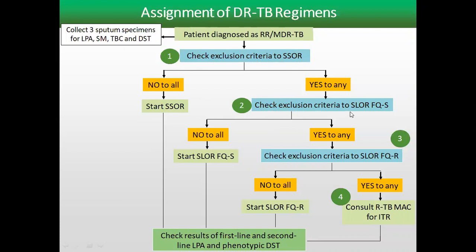So, now, proceed na kayo to check the exclusion criteria for SLOR FQS. If wala siyang exclusion criteria, then start SLOR FQS and then check results for LPA and DST. If meron po, then hindi siya pwede sa SLOR FQS, then proceed to check exclusion criteria to SLOR FQR. Ito yung resistant na sa fluoroquinolones. If no doon sa exclusion criteria, then start SLOR FQR and then wait for LPA and DST.